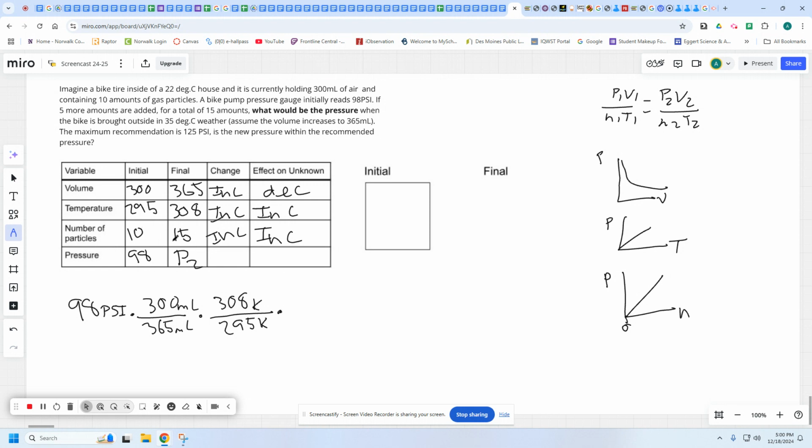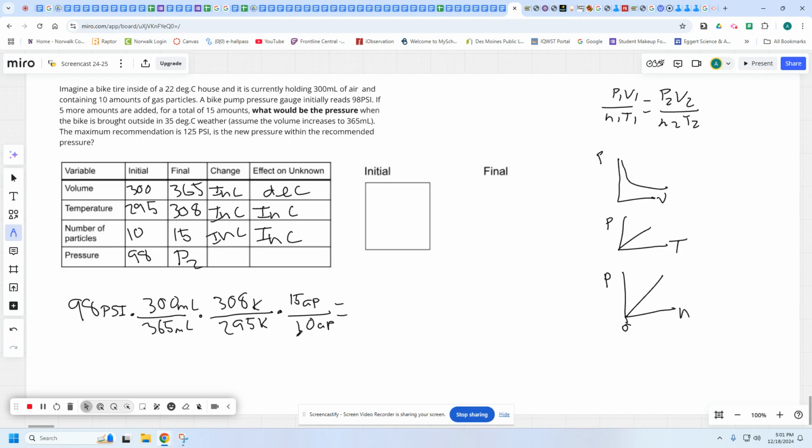As I move on to the number of particles, the increase leads to an increase in pressure, conceptually and graphically. So I'm going to put the 15 amounts of particles, and we've been using just AP for amounts of particles, compared to 10 amounts of particles, so that increase in particle amounts leads to an increase in pressure. And having the larger number on the numerator will lead to that influencing it to be larger in the end. So these values get very large in this example.